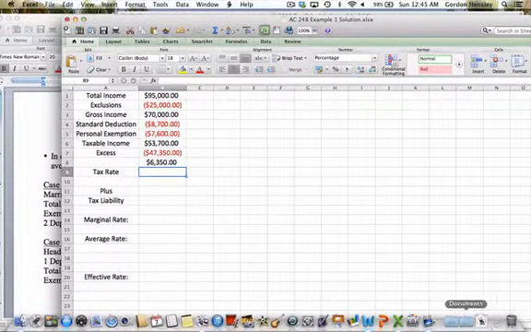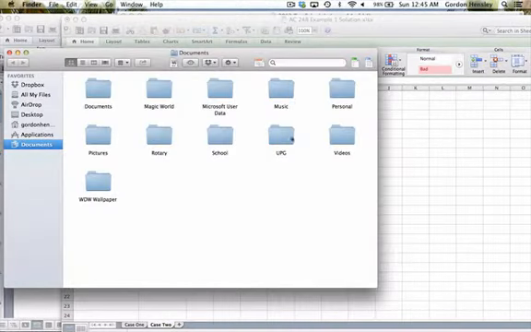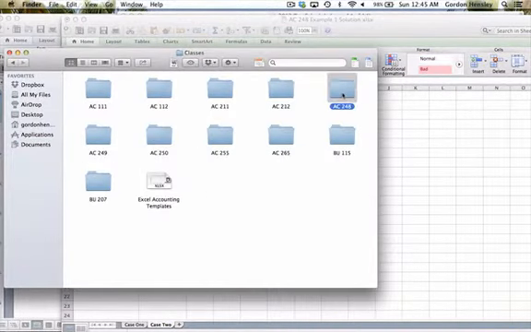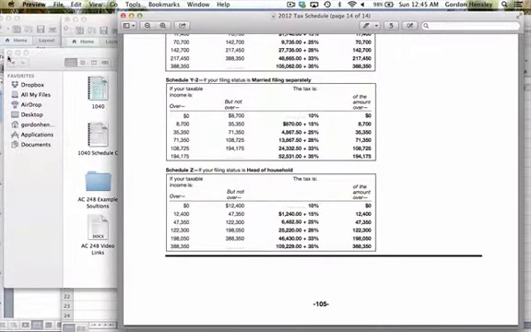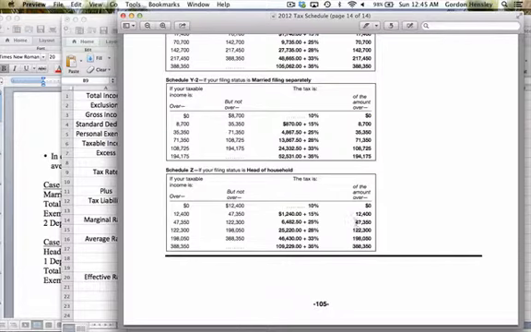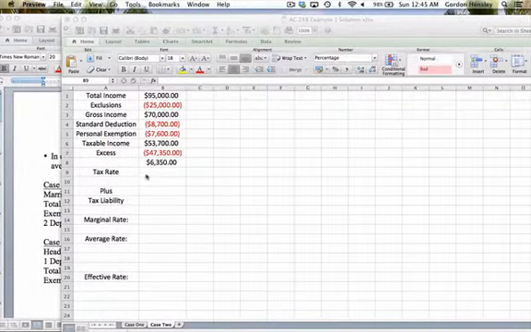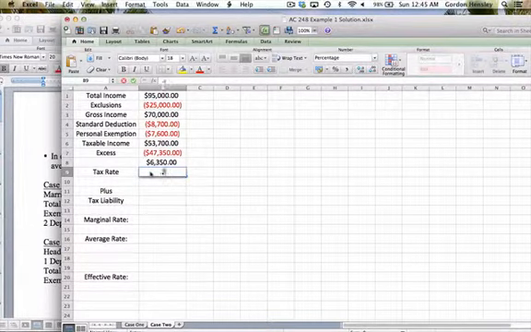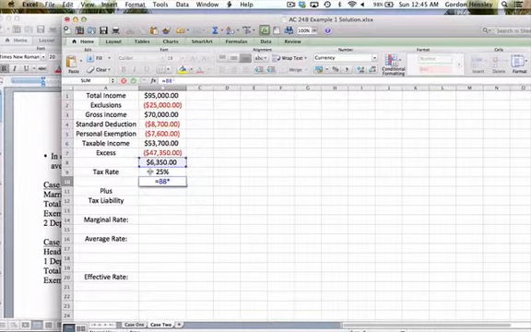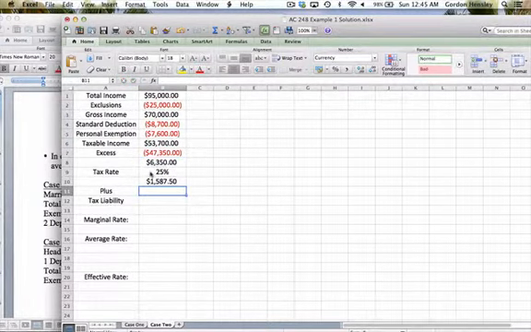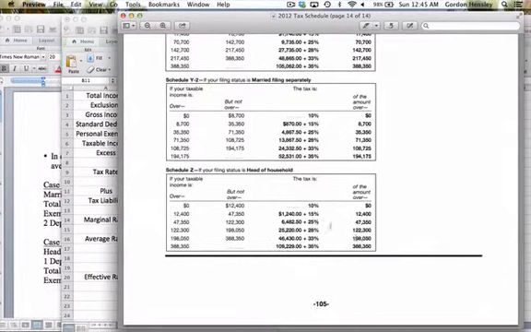$6,350. Well, then I need the percentage, and I've lost my table once again. Let me go and grab that table. So now I need that percentage. So that percentage is located right here next to the $47,350. It's 25%. So that's the percentage I want to use here. So 25%, that's going to be 0.25 as a decimal. So I'll take that $6,350 and multiply it by 25%, and I get $1,587.50.